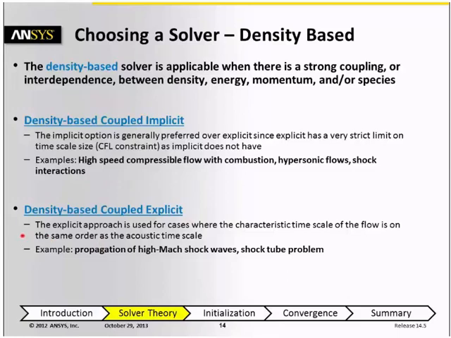The explicit option is really only used for cases where the characteristic timescale of the flow is on the same order as the acoustic timescale, and examples of problems like this could be the propagation of high Mach number shock waves or shock tube problems.